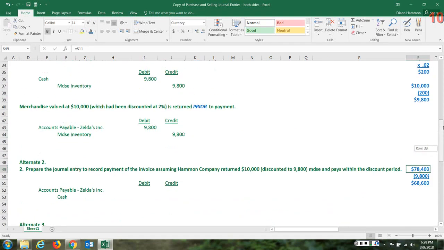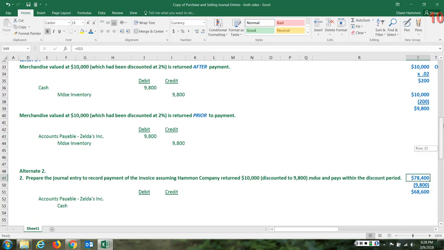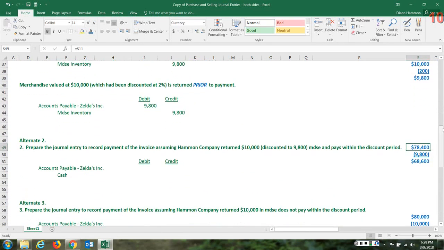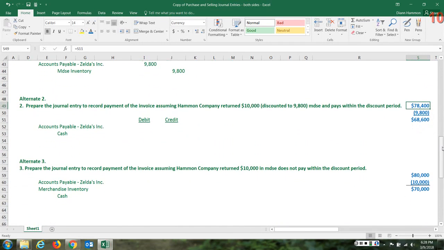However, then some merchandise was returned, and you see that in the second item right there. So $9,800. This is still maintaining that discount. $10,000 times 2% would be $200. So minus the $200 leaves us $9,800. So now Hammond Company actually owes Zelda, and is carrying on the books that they owe Zelda, $68,600. So we will pay them by cutting a check, which is going to reduce cash with a credit to cash, and it is going to reduce the amount of accounts payable owed to Zelda's by the same amount.